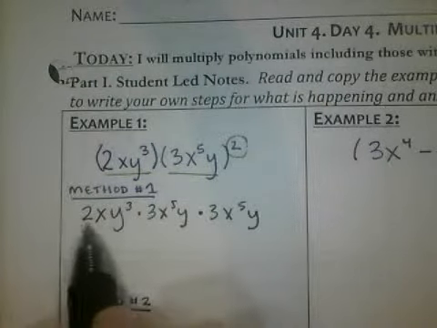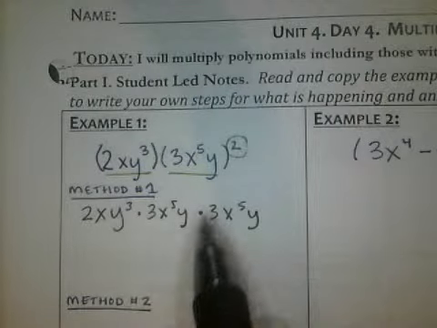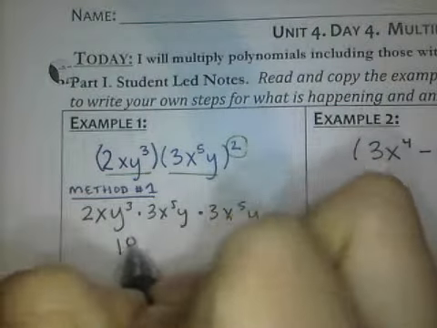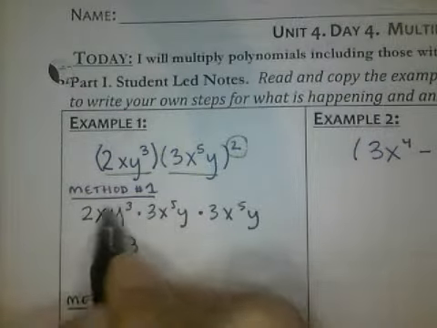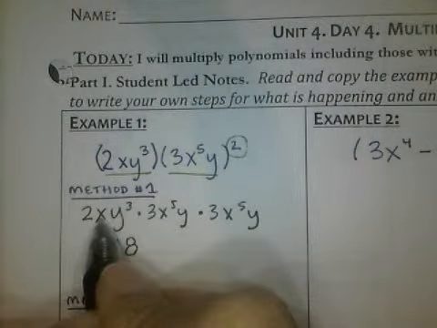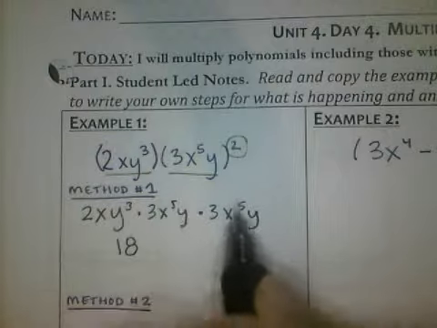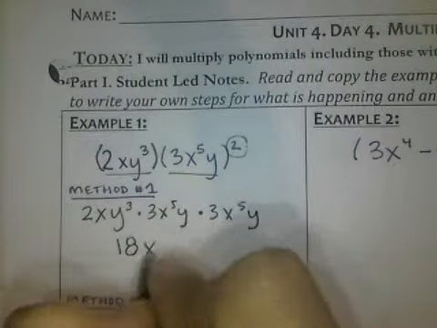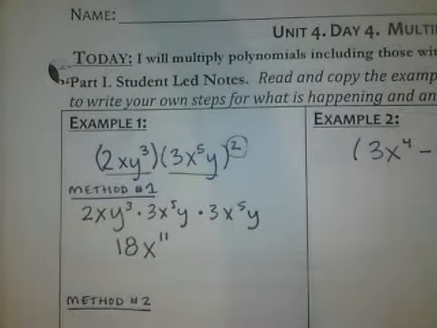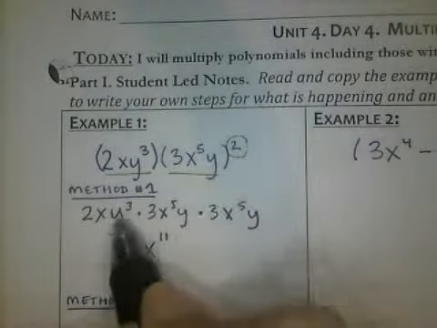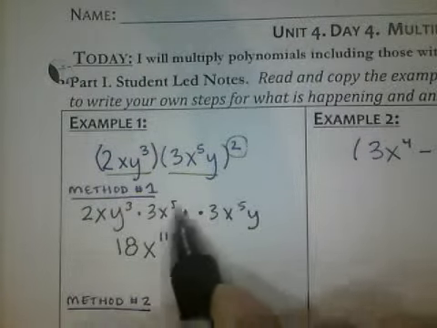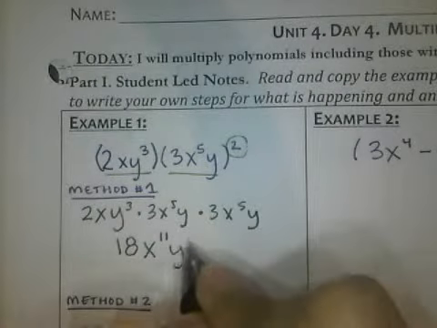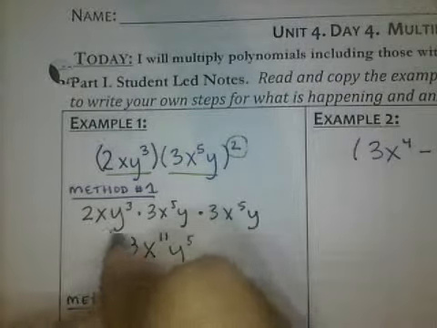So I would start with the coefficients. 2 times 3 is 6. Times 3 is 18. And x times x, when you multiply variables, you add their exponents. So that would be x to the 6th times another x to the 5th becomes x to the 11th overall. And when I multiply the y's, I have y cubed times y, that would be y to the 4th, times another y would be y to the 5th. And that becomes your final answer.